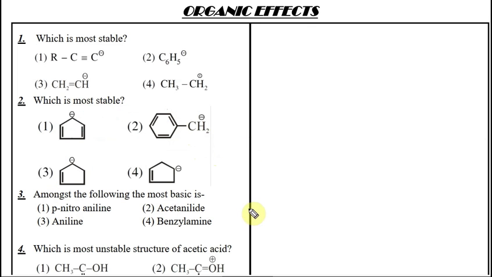Among the following, the most basic is, so let's draw each of them. Para-nitroaniline. So this is our aniline. This is para-nitroaniline. Acetanilide. Acetanilide is something that has COCH3. Next is aniline, the third one is aniline, and the fourth is benzylamine.